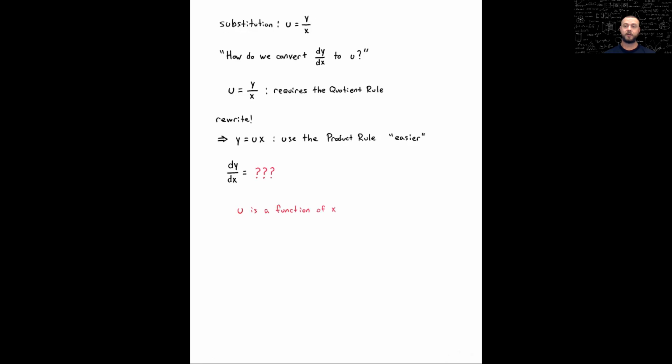All right. Now, I'd like you to make an attempt at that. Keep in mind here that u is a function of x. Pause the video and see if you can implement the product rule here to complete basically what dy over dx should convert to in terms of u. We'll check in about a minute.